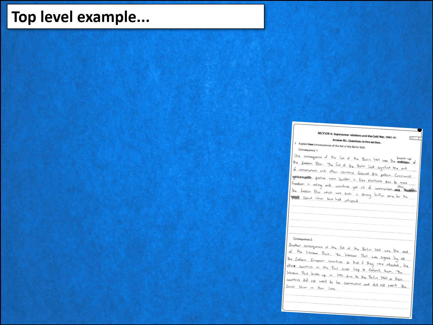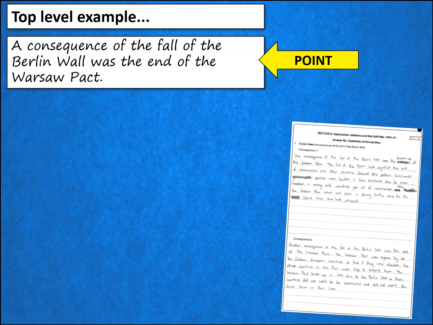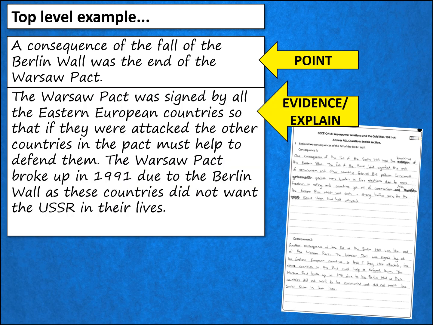So here's an example from the exam board, and it's worth noting that this was a top level answer. I don't think it was a full marks answer, but this was identified as coming into the top level of the mark scheme. And our answer is going to start off with a big point, and then developed with 2 further sentences of detail about that consequence.